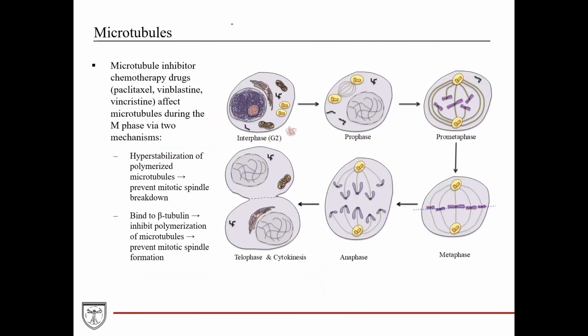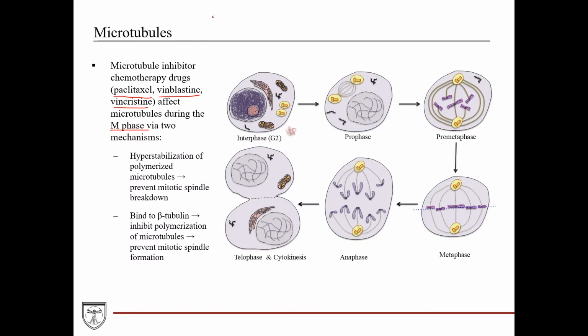All right, so we'll close this out with a little clinical pearl, or actually a pharmacology tie-in here. There's a class of drugs called microtubule inhibitor chemotherapy drugs. Some members of that are paclitaxel or Taxol, vinblastine, and vincristine. And these affect microtubules during the M phase of the cell cycle.